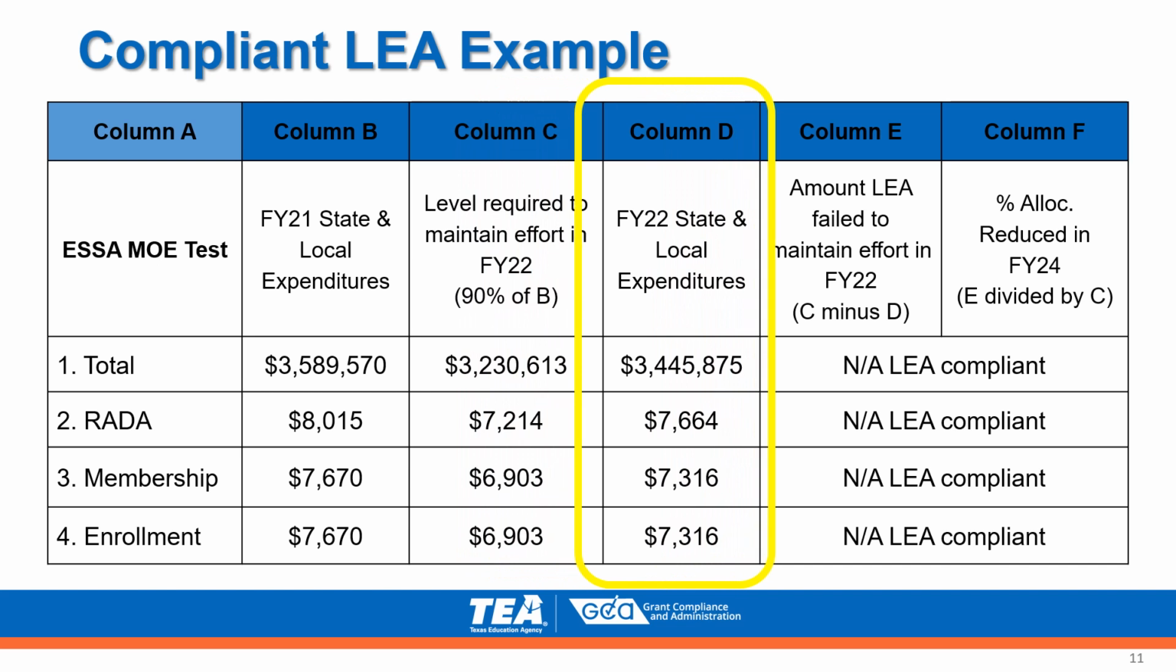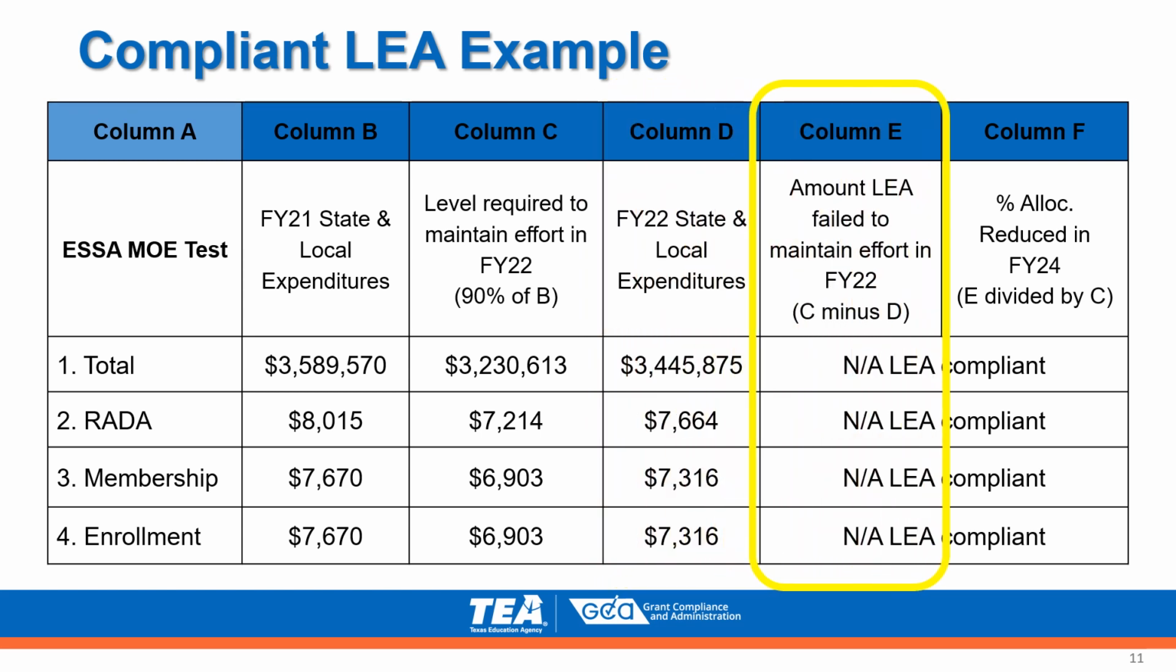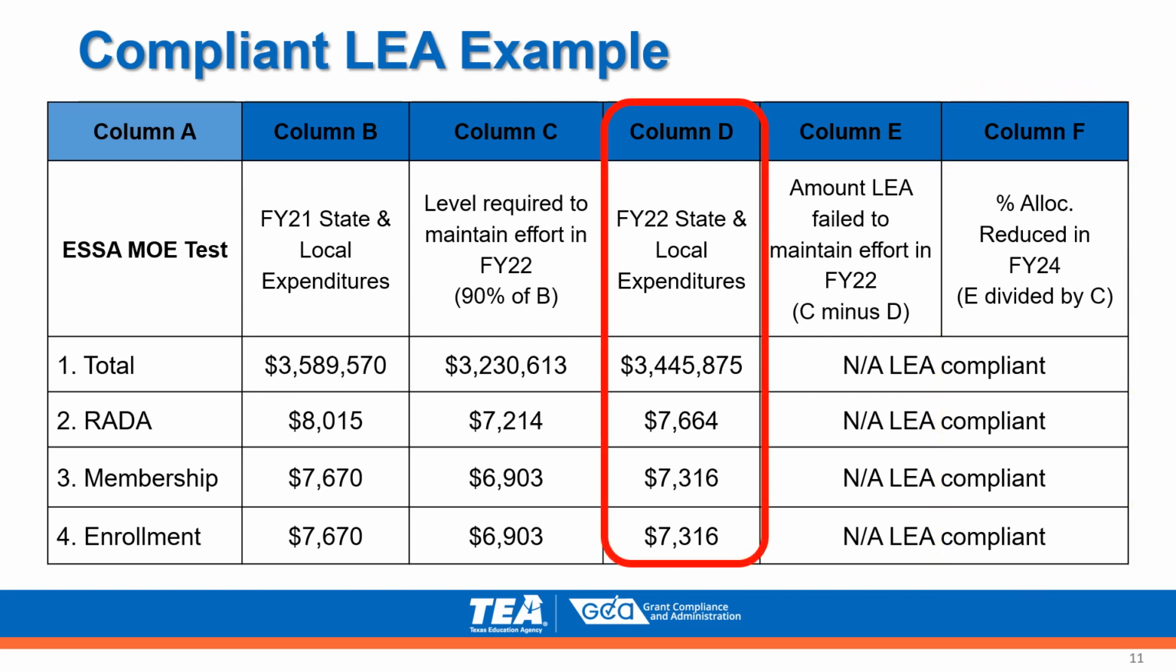Column D displays the FY22 state and local expenditures, representing the LEA's actual spending for FY22. Column E reflects the amount the LEA failed to maintain effort in FY22, calculated as the difference between column C and D. Column F illustrates the percent allocation reduced in FY24, calculated by dividing the amount the LEA failed to maintain effort in FY22 by column C. Because this LEA maintained at least 90% of effort in FY22 in comparison to FY21, this LEA is compliant for FY24.